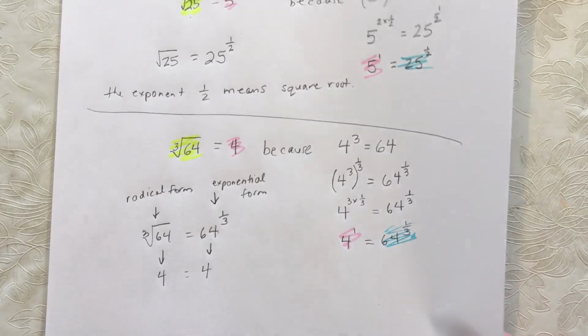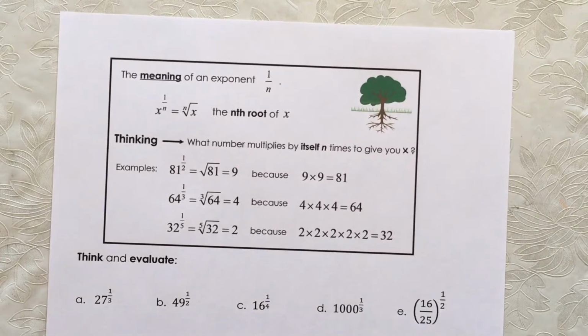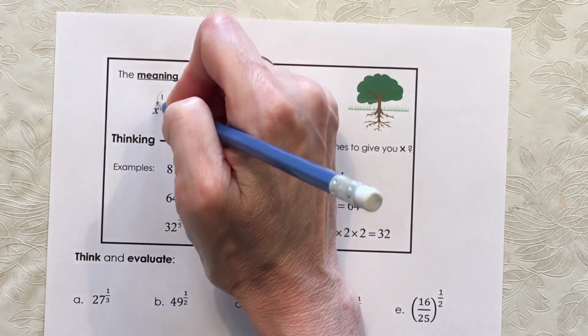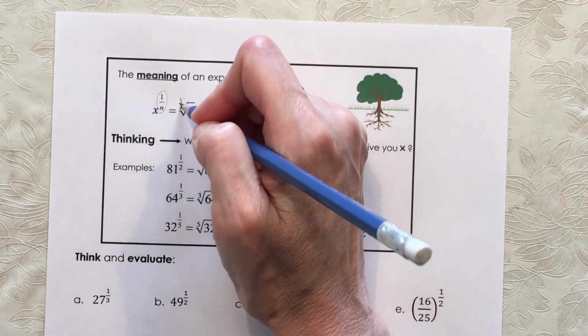All right, moving on. I've summarized those ideas in a chart here. The meaning of the exponent 1 over n: x to the power of 1 over n. Remember, this is an exponent, so make it look like an exponent, smaller and above. It is equal to the nth root of x. So the thinking is, what number multiplies by itself n times? This little n tells you how many times.